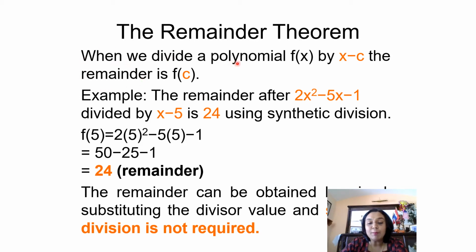When we divide a polynomial by x minus c, the remainder is f(c). So in this case, x minus c, the c is 5. When we substitute 5 into this polynomial, the end result is 24. So this concludes the remainder theorem. The remainder can be obtained by substituting the divisor value. Therefore, performing synthetic division is not required in order to determine a remainder.